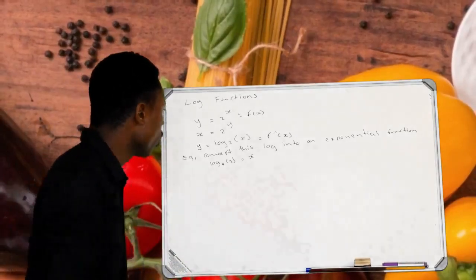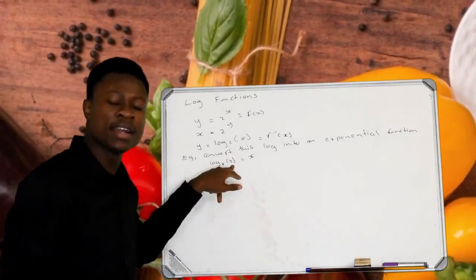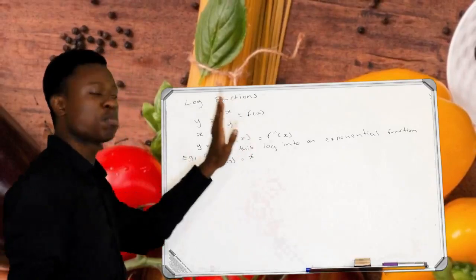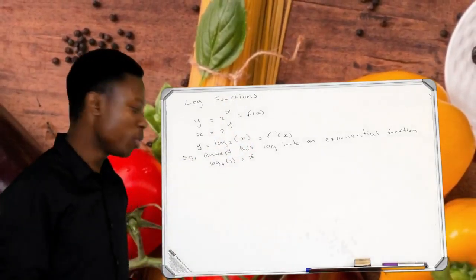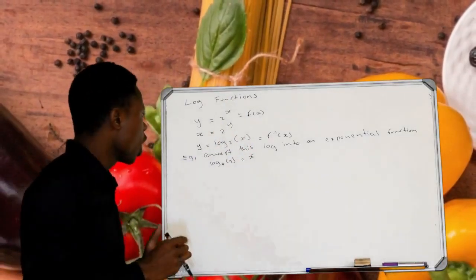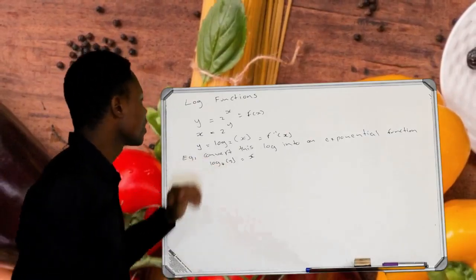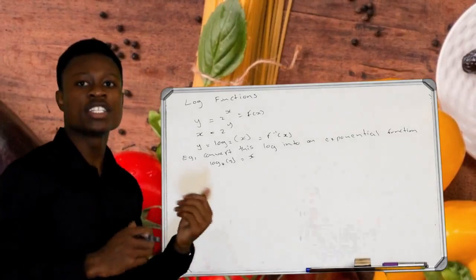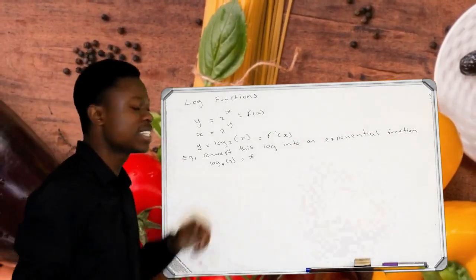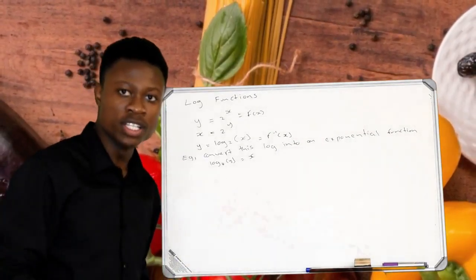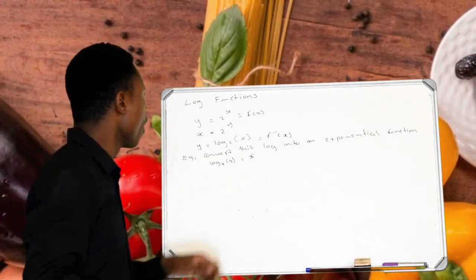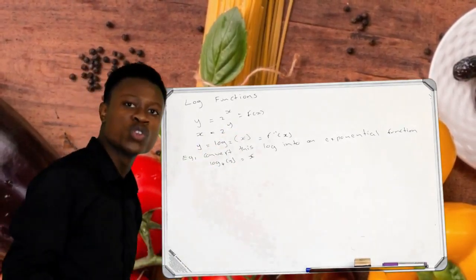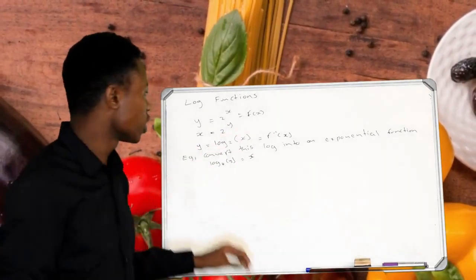How do I do that? I say, okay, what's inside the log is going to be what it's equal to, and what's on the other side would be the exponent. How do I know this? Because of my log rules. So I know my rules, so now I can apply them.